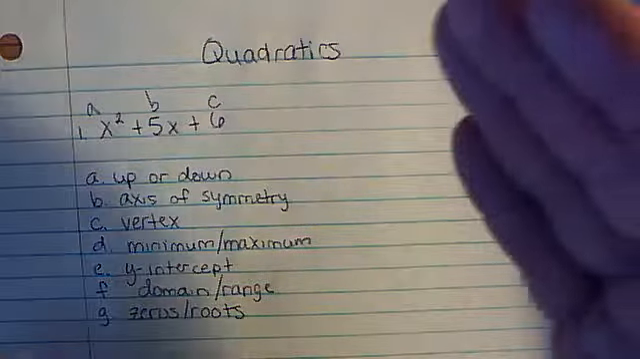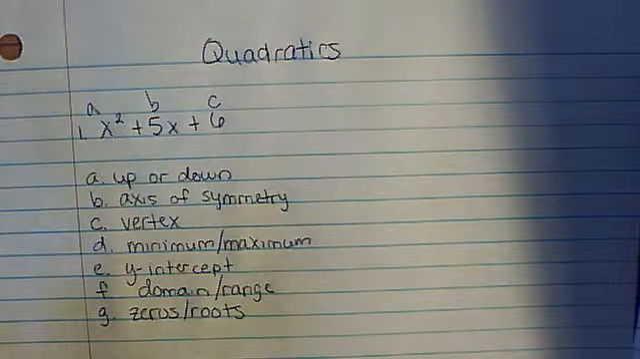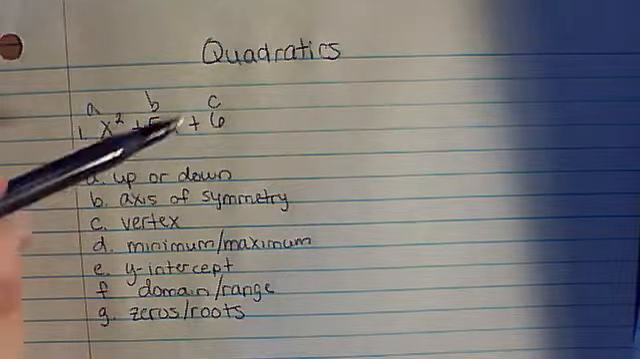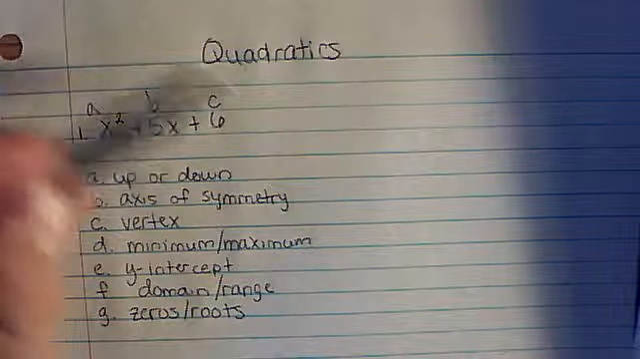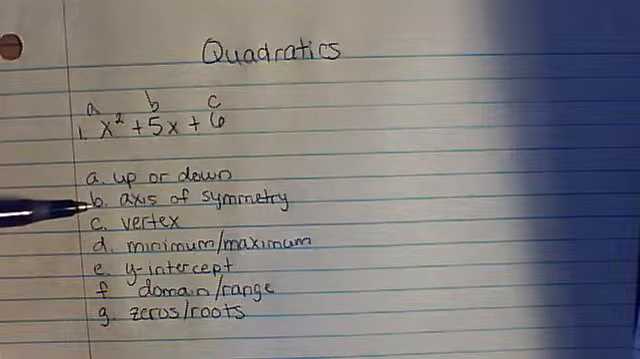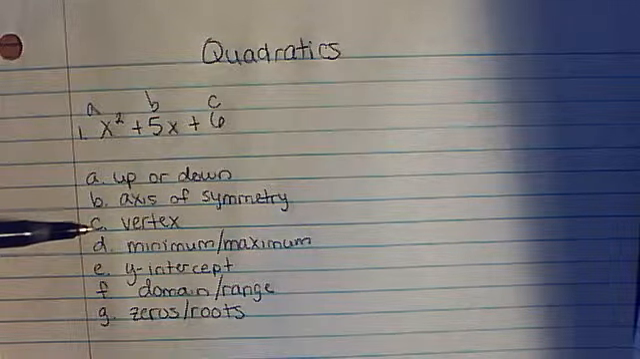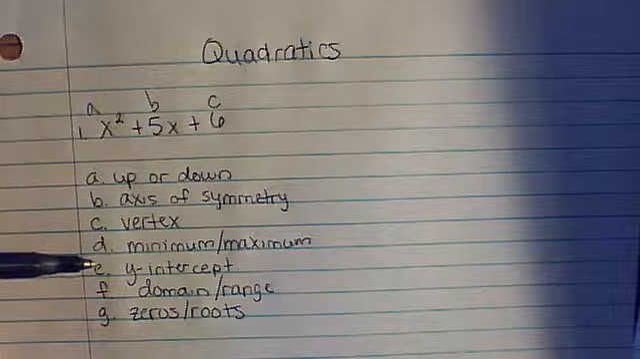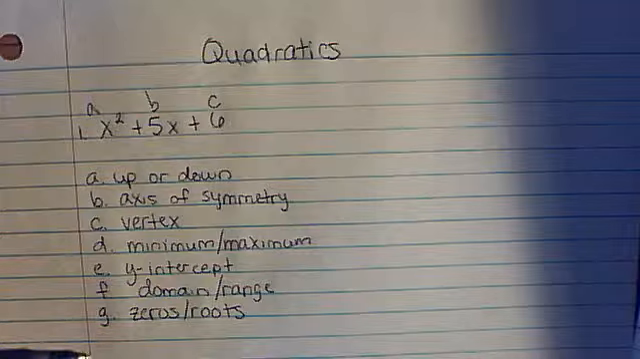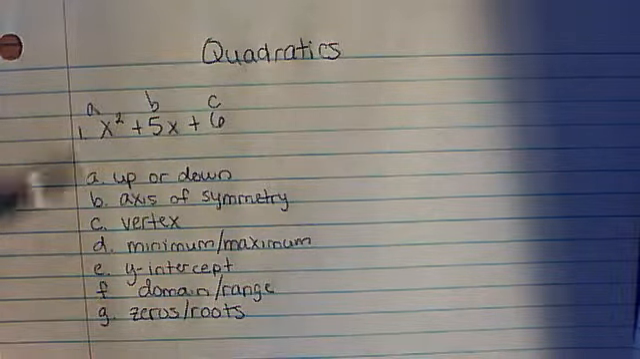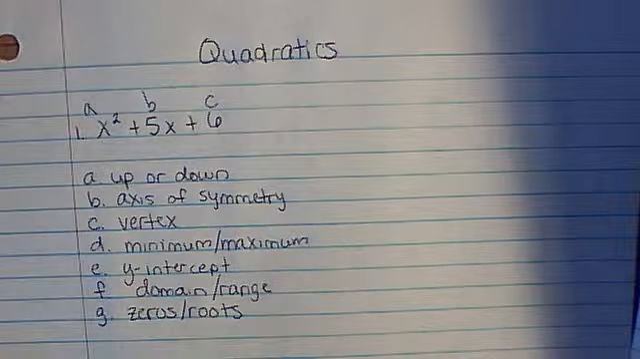Okay, the different things that we're going to figure out about these parabolas from this quadratic are listed here. From this equation alone, I can figure out whether or not the parabola will be going up or down. I can find its axis of symmetry. I can find its vertex, whether that vertex is a minimum or maximum, the y-intercept, the domain and range, and the zeros or the roots of this function. So the first thing I'm going to do is talk about how we can figure out whether it's up or down.